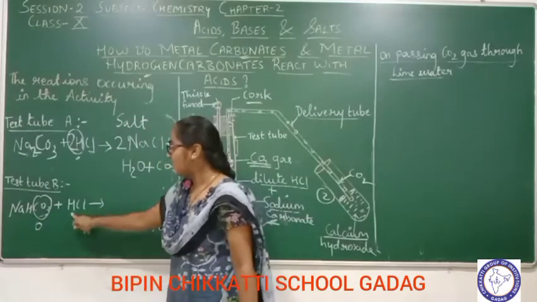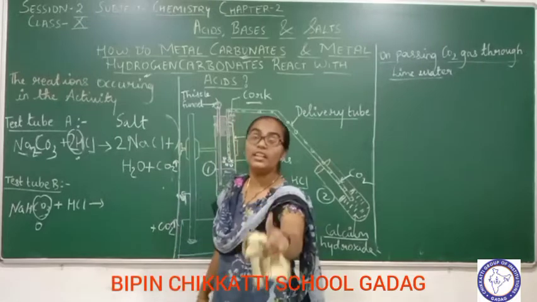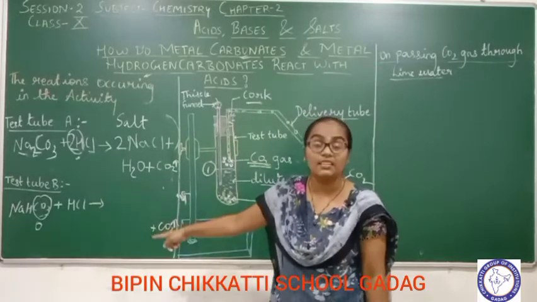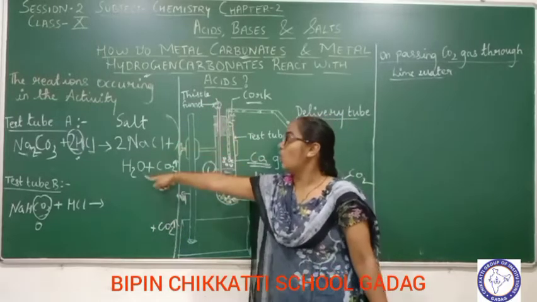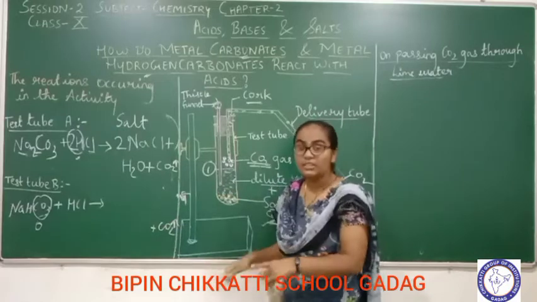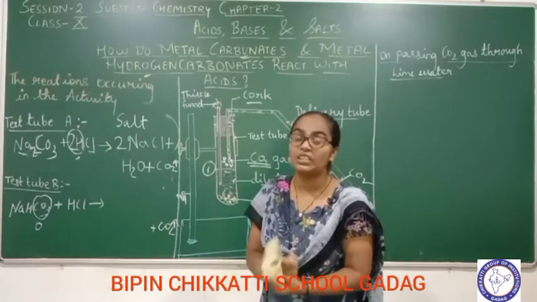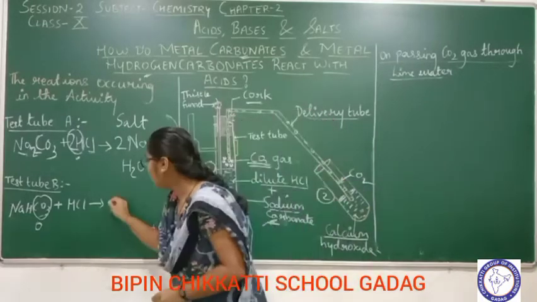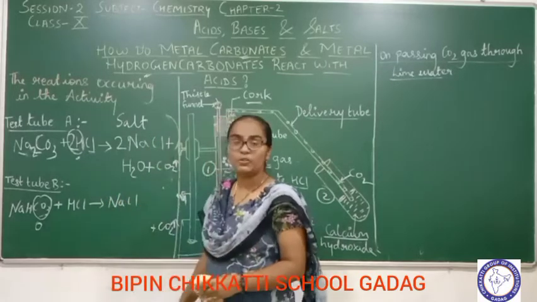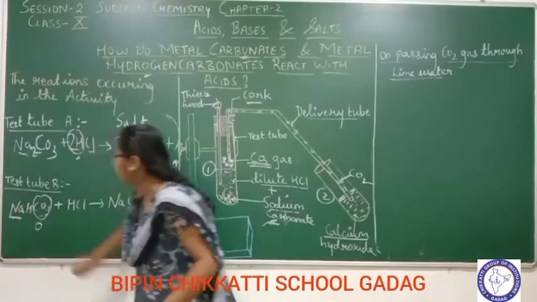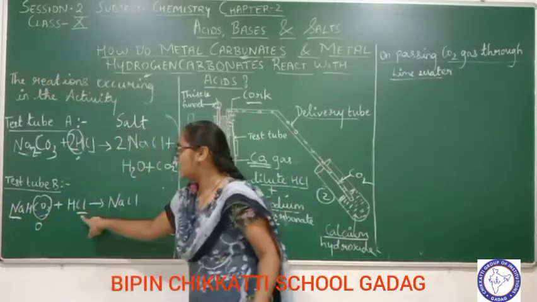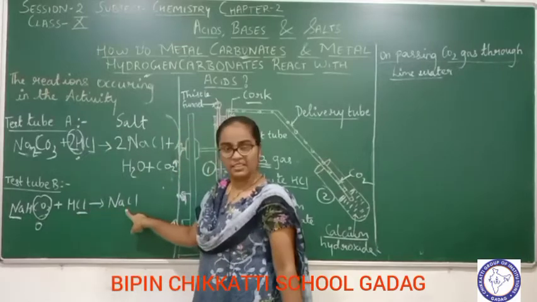And then what is there? Hydrogen chloride. So whenever metal carbonate or metal hydrogen carbonate is reacting with acid, salt plus water plus carbon dioxide has to form. So carbon dioxide we removed. Then the first product, what has to form? Salt. So what is that? NaCl. How will NaCl form? This Na will react with Cl to form NaCl, right?